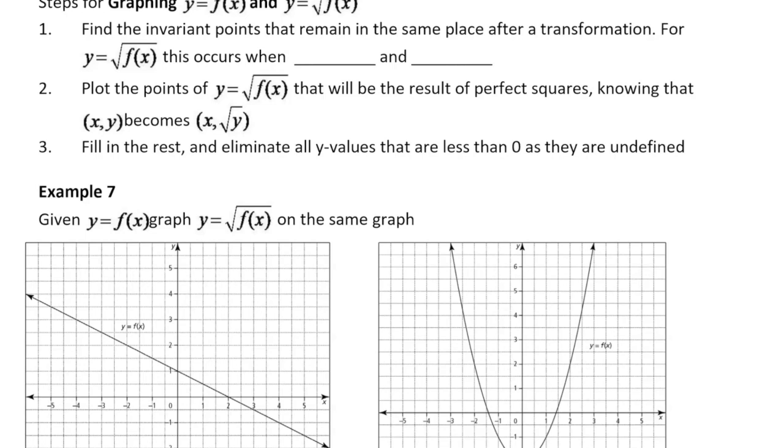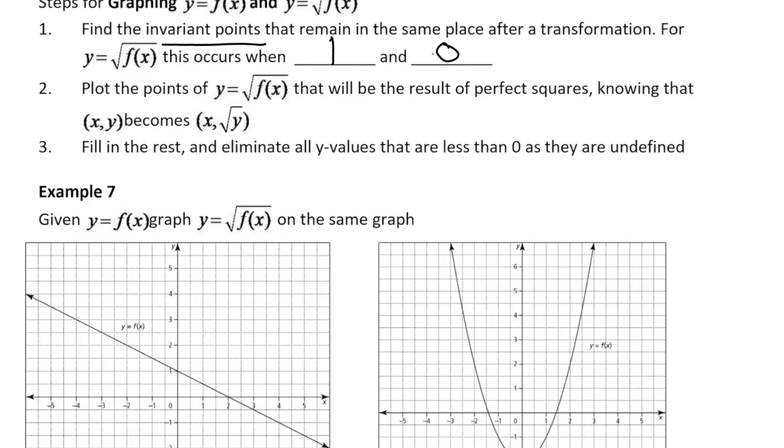A couple things to review. The first thing is the term invariant point. An invariant point is something that remains unchanged after a transformation. If you think about taking the square root of something, what would be a number that you could square root so that when you square root it, it equals the same value? For example, the square root of 1 remains 1. The square root of 0 remains 0. Those are two examples of invariant points.